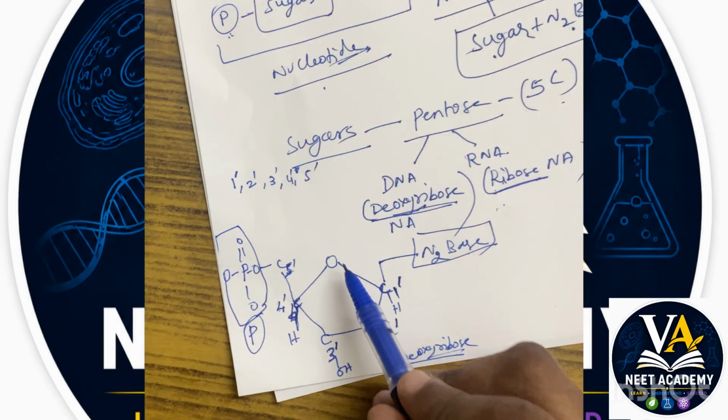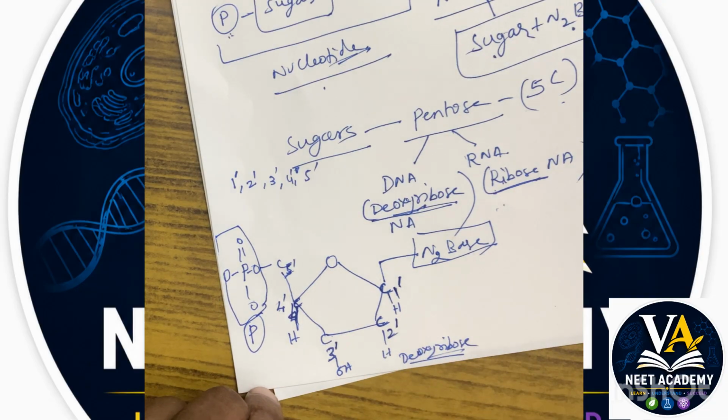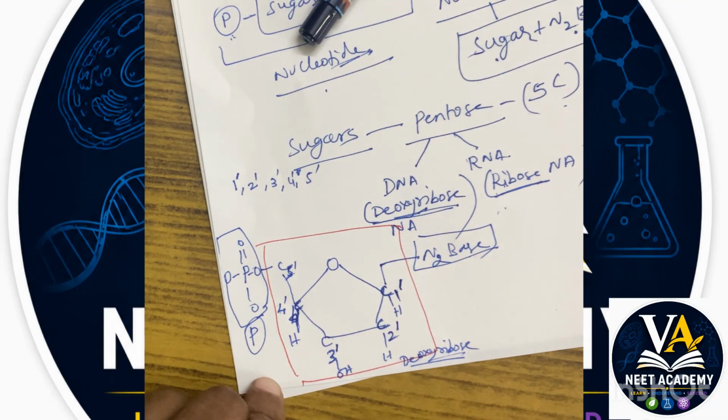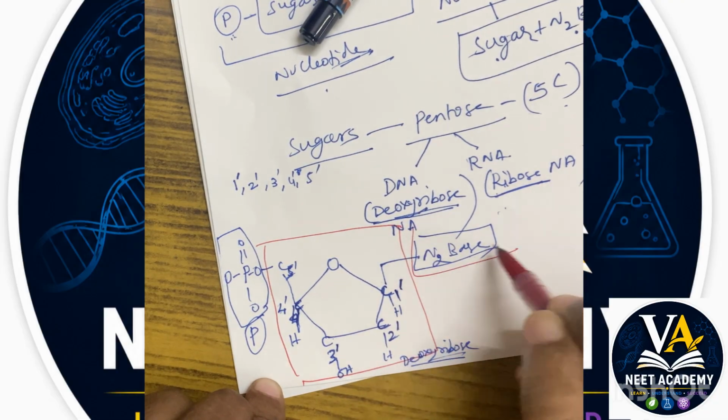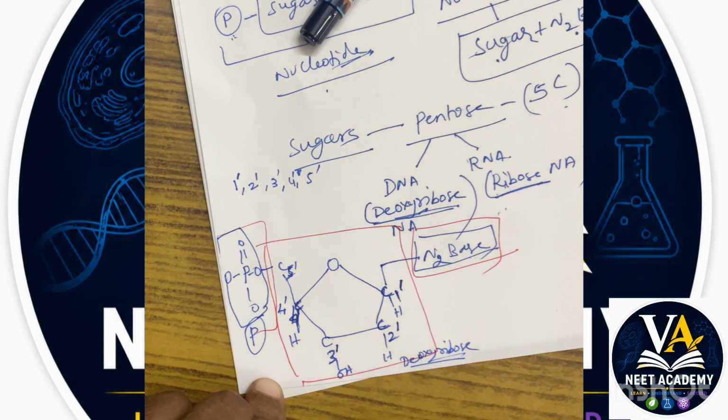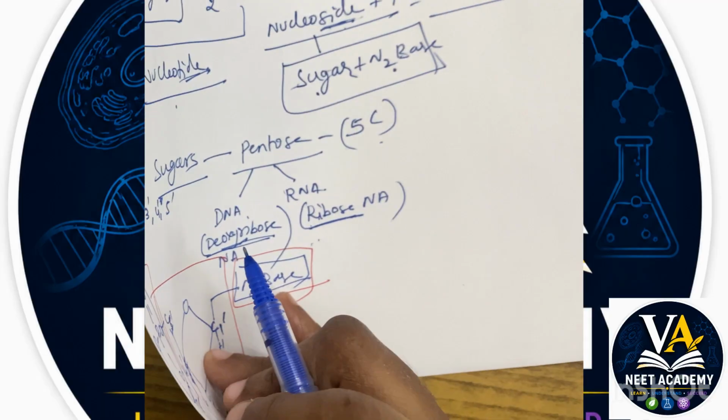So, now the sugar is there. Okay. So, now this is the sugar, deoxyribose sugar, the nitrogenous base and the phosphate group. Now, this is your nucleotide formed, isn't it? Okay. Now, we will see the difference, the slight difference in a ribose sugar.